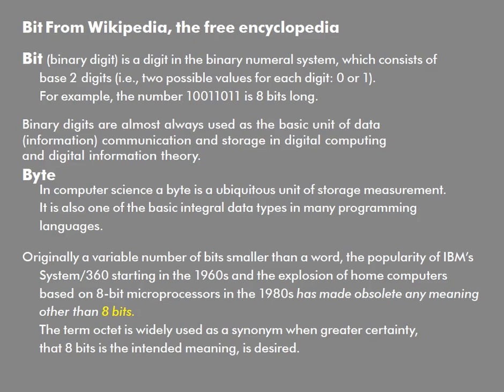We noted Wikipedia definitions, but warned that the first sentence in Wikipedia may not be the accurate answer. For example, a byte, in computer science, is a ubiquitous unit of storage measurement, but also integral data types. More accurate would be to say that a byte is data which may be stored, and that while originally it was a variable number of bits, the explosion of home computers based on 8-bit microprocessors in the 1980s has made obsolete any meaning other than 8 bits.